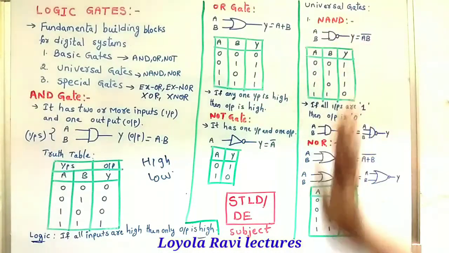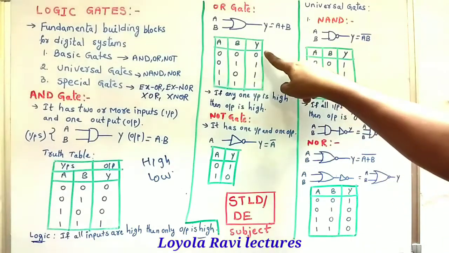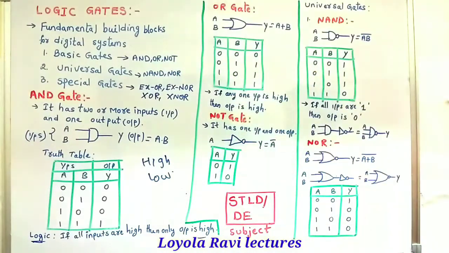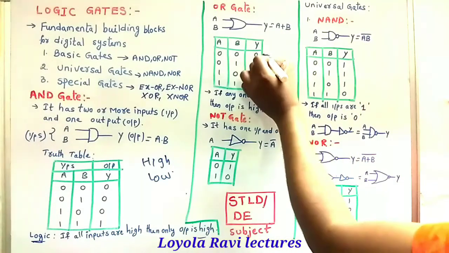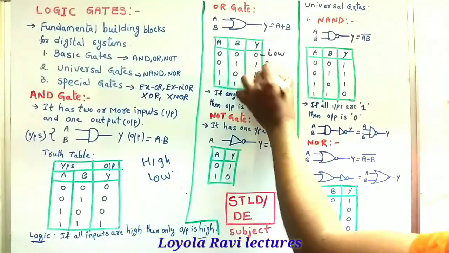Then 0 plus 0 is 0, 0 plus 1 is 1, 1 plus 0 is 1, 1 plus 1 is 1. See here, what is the high logic and low logic? Exactly same as AND gate. You can write the statement for low logic. Or see here, output is 0 in only one case, 0 0 case. In remaining all cases, output is high. Nothing but if all inputs are zeros or low, if all inputs are low, then only output is low. That is low logic. And what is a high logic? See here, this is low logic. And this is high logic.